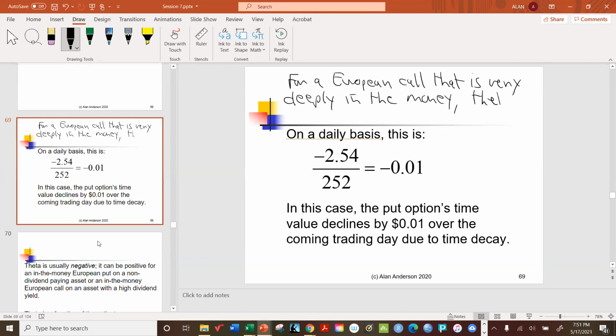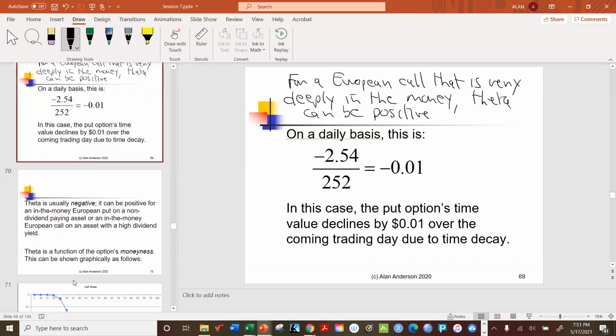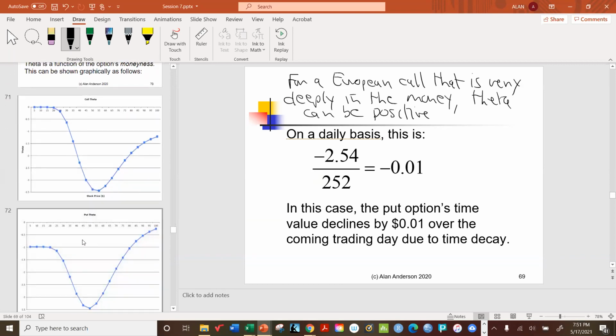Theta can actually be positive, but that's a very rare case. Most of the time, for almost every other scenario, the thetas are negative for both calls and puts. All right, now let's take a look at the graphs.